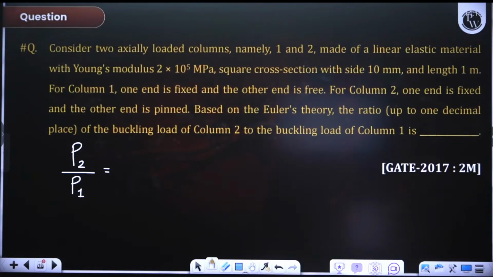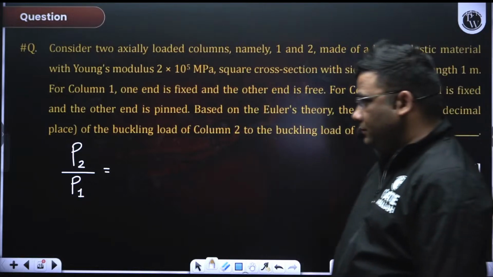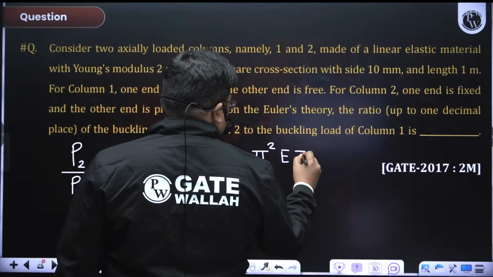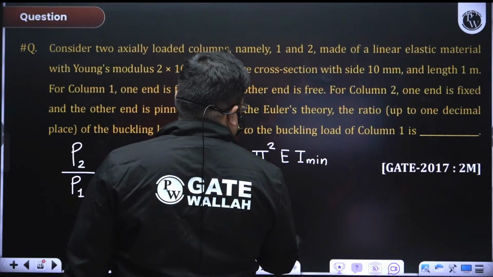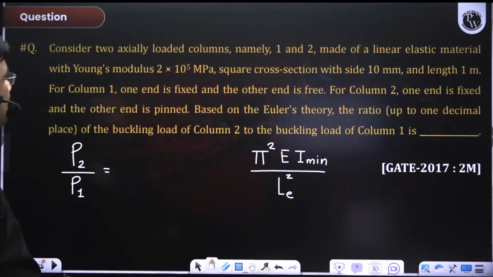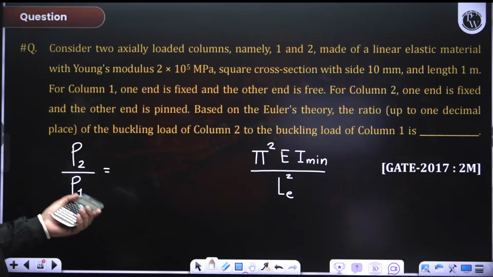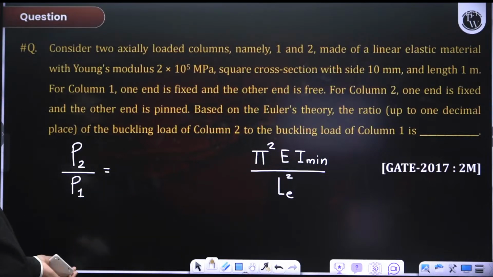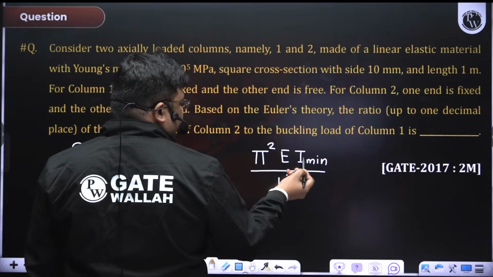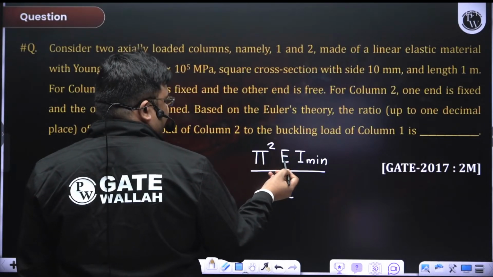For this, you should know the effective length and the general formula, right? The general formula is pi square E I minimum by effective length square. This is the formula of buckling load. Now see, they are made up of the same material, and the cross section is also the same. Same cross section means I will be same, and same material means E will be same.